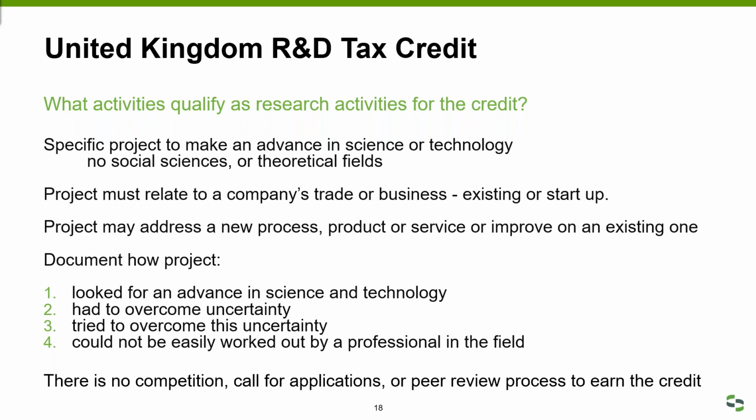Very similar to the US, you have to document what you looked at in advance from a science and technology perspective, i.e. that quote assessment, that technical uncertainty. How did you overcome the uncertainty, going back to the capability, method, and process at the beginning, and how, under a process of experimentation, did you ultimately overcome it? And that ultimately it could not easily be worked out. Now that's kind of a subjective term. In the UK, there is no competition or call for applications or peer review process to earn the credit. It is self-assessed or self-claimed, very similar to the United States.